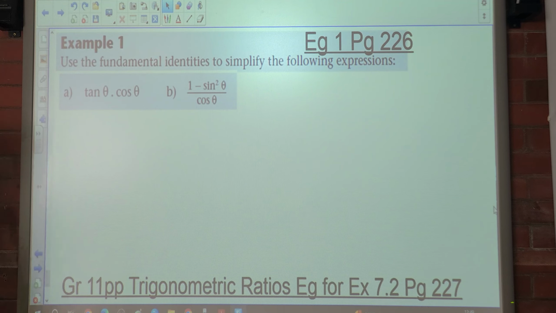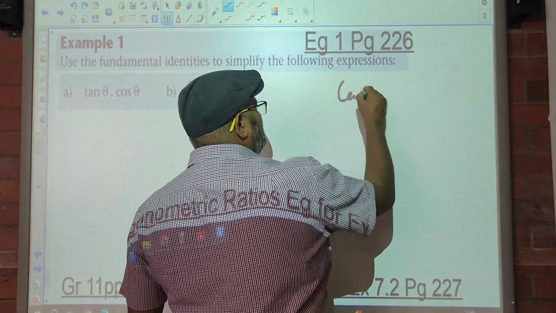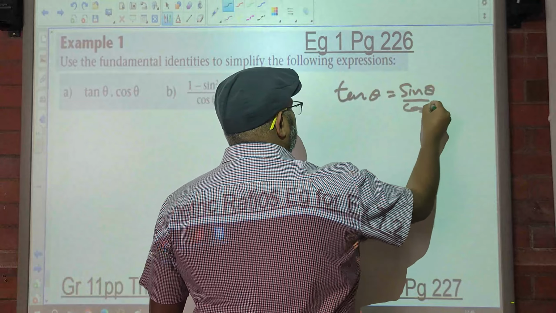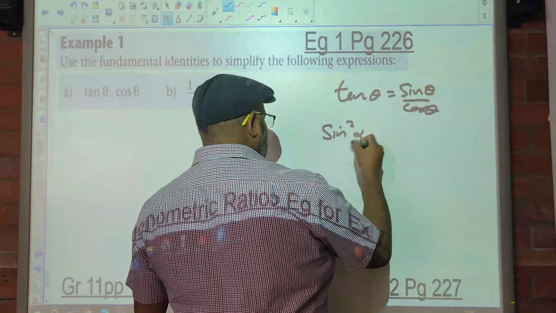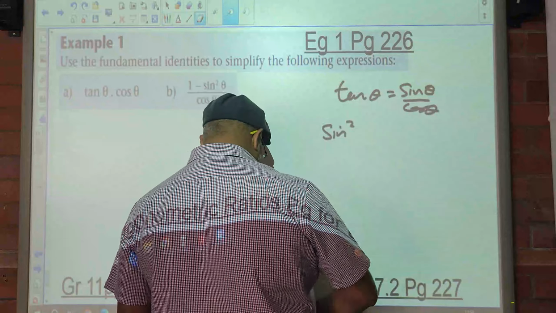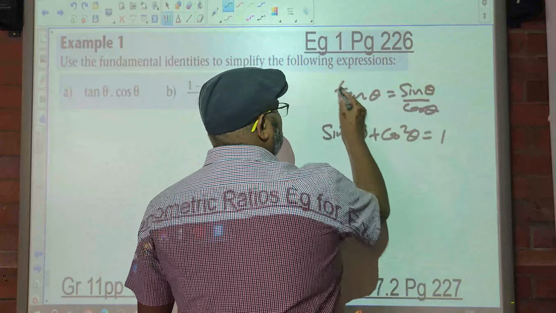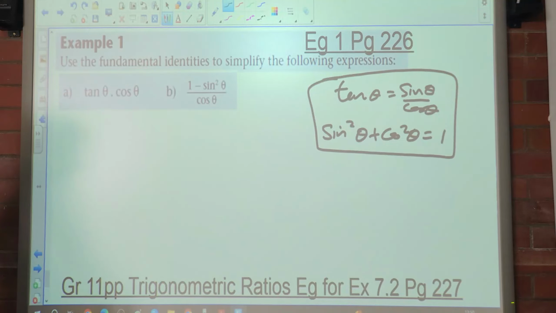So what was the fundamental identity? Firstly, tan theta is equal to sine theta over cos theta. And sine square theta plus cos square theta is equal to 1. We're going to use that in our proofs now, okay?